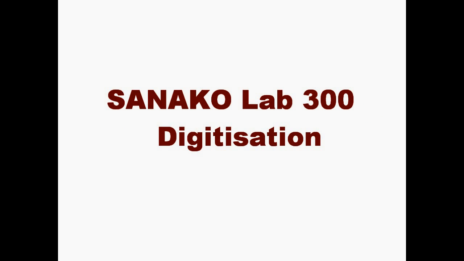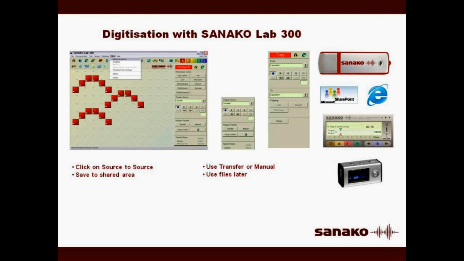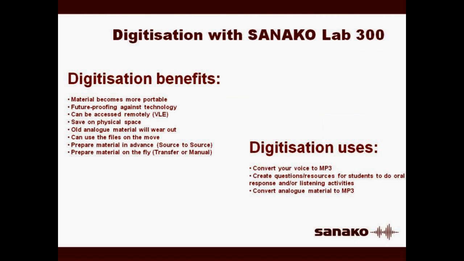It is possible to digitize a variety of audio sources in Sanako Lab 300. Whether you still have material on cassette or you're wanting to save a copy of your own voice as a resource for later use in perhaps a mark to speak activity, there are several methods you can use. Firstly, you have source to source, which is what you would generally use to digitize your material in advance of a lesson. Here's how it's done.